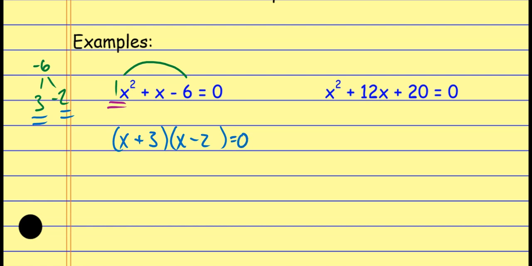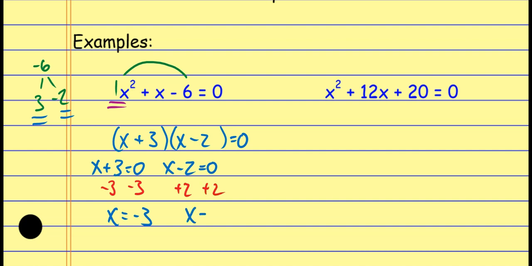I factored it. Now I solve this by setting each factor equal to 0 and solving. So x plus 3 equals 0. X minus 2 equals 0. And now I solve each. Here I subtract the 3 from each side. And I get x equals a negative 3. Here I add the 2 to each side, and I get x equals a positive 2. And that's it. Okay? I solve each of these, and I get my 2 answers.